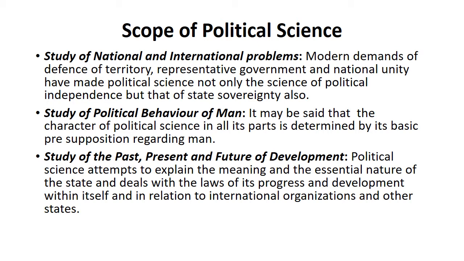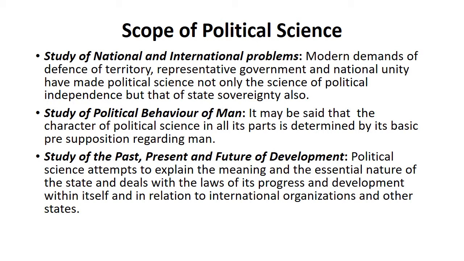For example, if there is some sort of national problem going on in a country, or an international problem going on in the world, political science helps us to deal with it, to solve it, or to seek its origin. Another aspect is that political science studies the political behavior of man. The character of political science in all its parts is determined by its basic presupposition regarding man. In other words, it deals with how a man will behave in a political environment and how he will perceive different things in it. So this is the scope of political science.